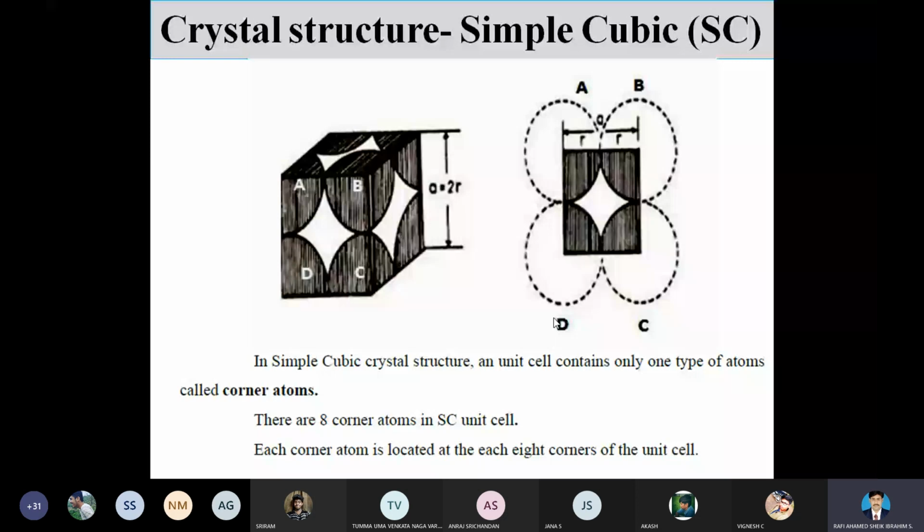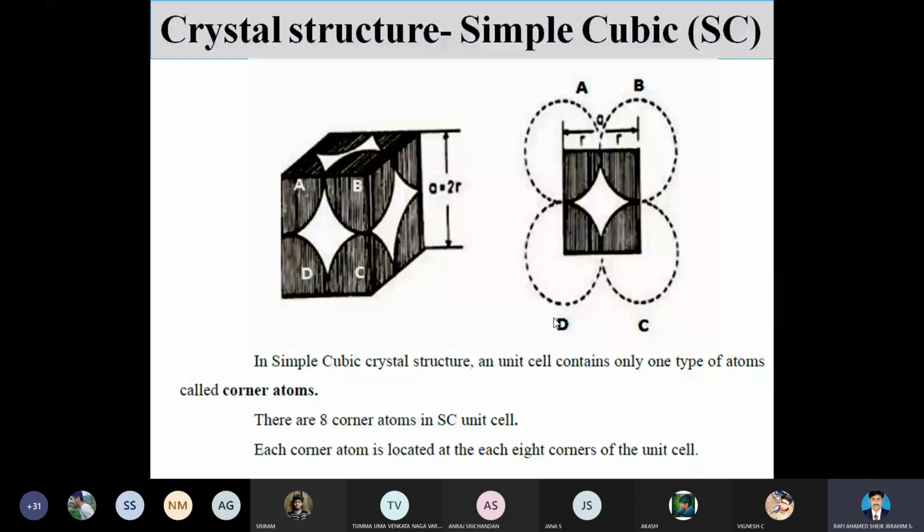In simple cubic crystal structure, a unit cell consists of only one type of atom, that is the corner atom. There are 8 corners in a simple cubic unit cell. So each corner atom is located at the 8 corners of the unit cell. These 3 points are very important as a starting parameter.